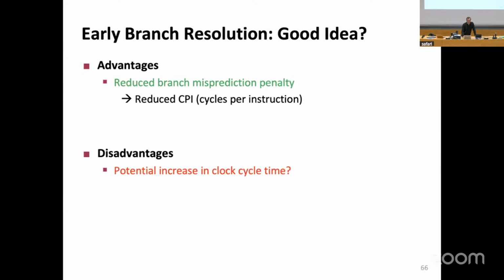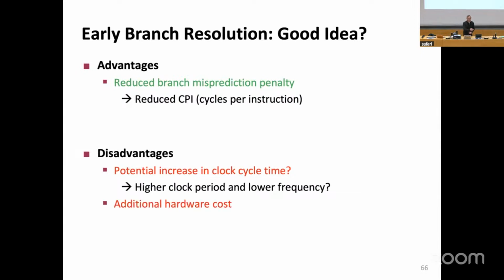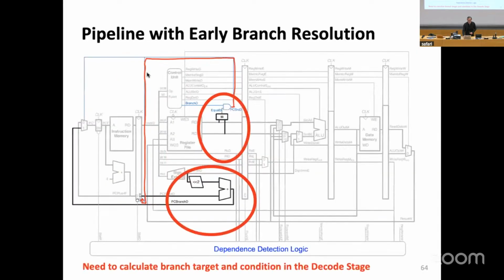Potentially, you increase the clock cycle time. In fact, probably you have increased the clock cycle time, meaning you have a higher clock period and lower frequency. You also have additional hardware cost in addition to increasing the clock cycle time. You have specialized hardware that's likely not used by any other instruction. Right? Who else is going to use this hardware? Let's say no one, other than the branch.